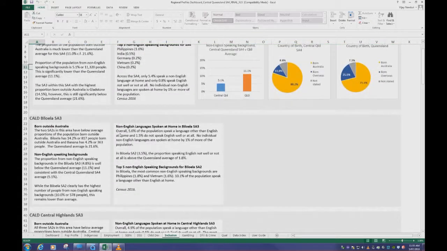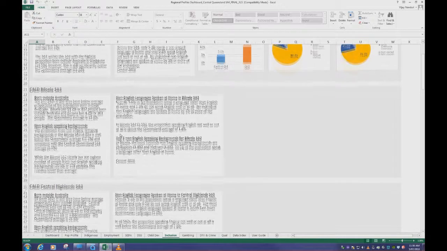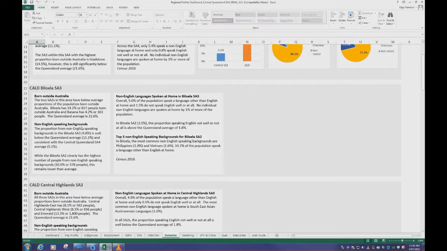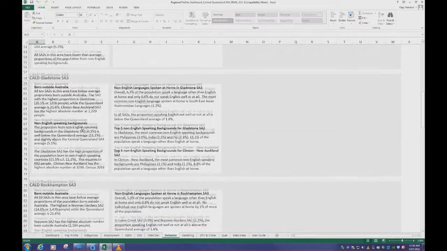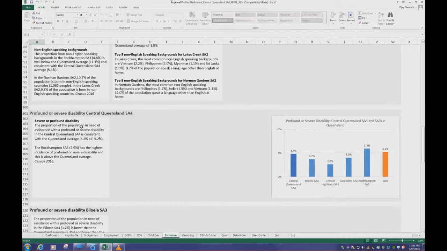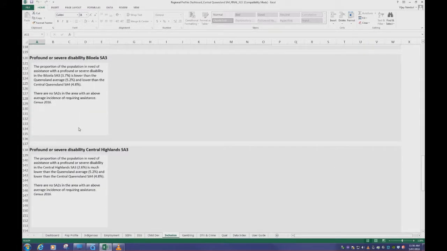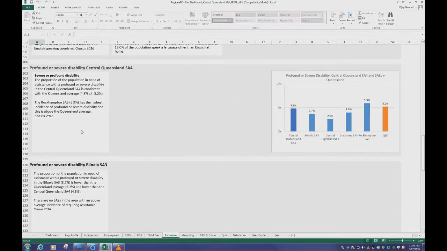Within the CALD section, we look at those born outside Australia, and we drill down into the population proportions of those from non-English speaking backgrounds. The disability statistics are sourced from the census, which measure those with a severe or profound disability only. It does not show those with a functioning disability. And hopefully the NDIS will release figures by statistical areas, and we will be able to gather that data as well.